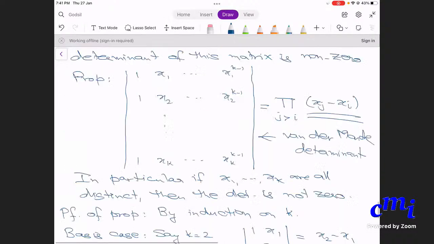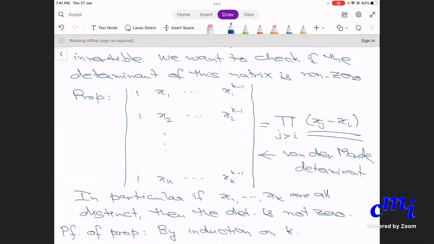So I want to calculate this determinant, and I want to use properties of the determinant to show this. One of the properties of determinants is that if you subtract a multiple of one row from another row, then the determinant does not change. So what I would like to do is make all these entries 0, by subtracting the first row from the second, third, fourth, up to the kth row.